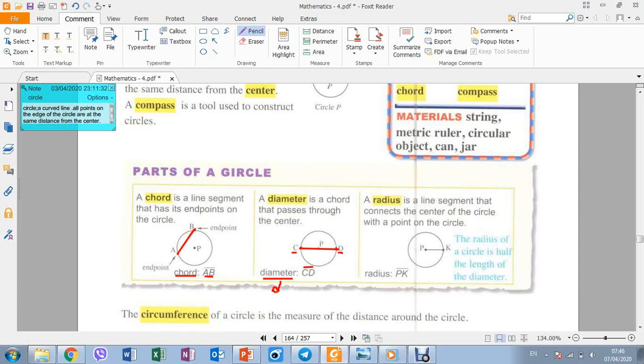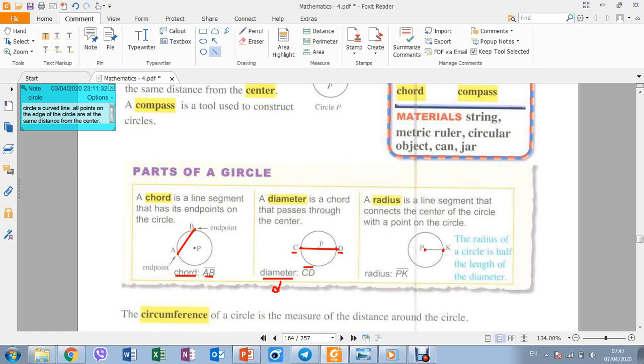Now another part of the circle is the radius. What is the meaning of radius? The diameter is divided into two equal parts. A radius is a line segment that connects the center of a circle with a point on the circle. It doesn't pass through the center, it connects the center with the edge of the circle. Look at this, for example, PK. This is PK. So what is this called? Radius. The radius of a circle is equal to what? Half the length of the diameter.